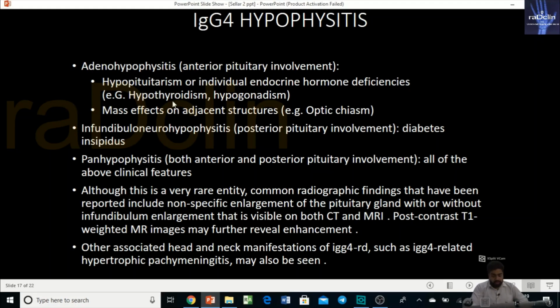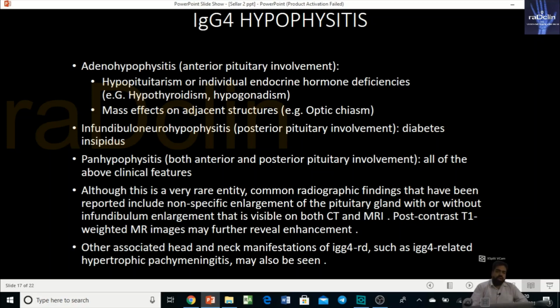Now, the upcoming disorder that is very important is IgG4 hypophysitis. In IgG4 hypophysitis, it can involve the anterior pituitary, posterior pituitary, or the whole pituitary. If the anterior pituitary is involved, there is hypopituitarism or individual endocrine hormonal deficiency like hypothyroidism, hypogonadism. It can have a mass effect on adjacent structures like the optic chiasm. If there is infundibular neurohypophysitis, that is posterior pituitary involvement, then the clinical manifestation will be diabetes insipidus. In panhypophysitis, both are involved. That is why it is important in pituitary and sellar lesions that we need to know what kind of hormonal deficiencies we are dealing with.